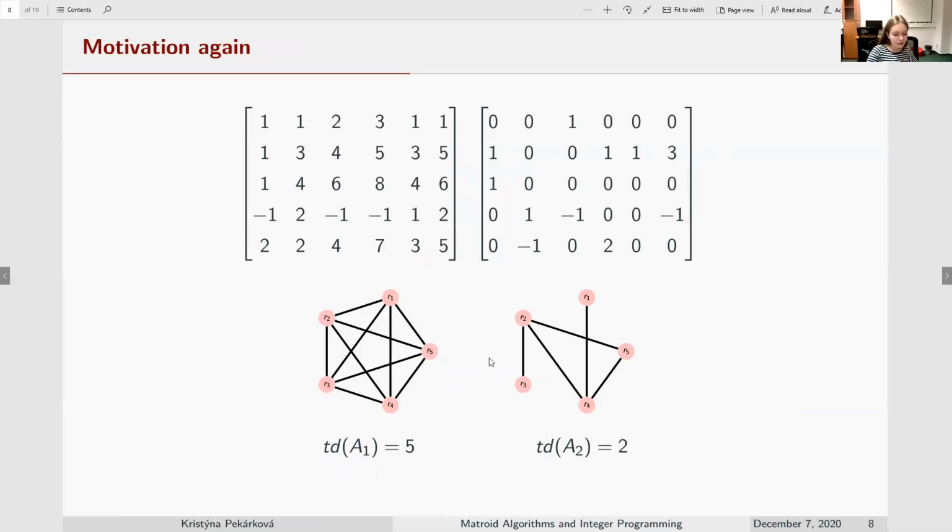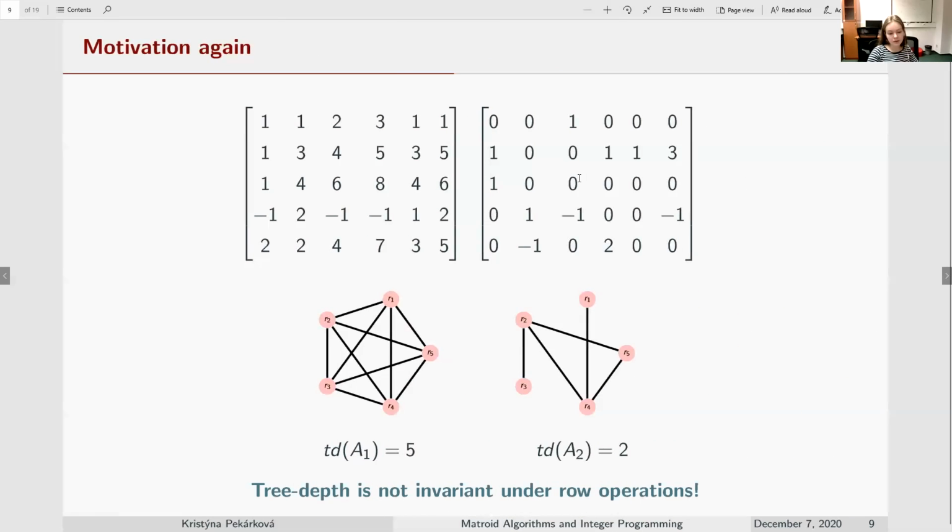And if you actually try to compute the tree-depth, then you will discover that for the matrix on the left, its tree-depth is 5, and for the matrix on the right, its tree-depth is 2. But here's the problem, because those matrices are row equivalent. This means nothing else than that the tree-depth is not invariant under row operations. This is a serious drawback because the tree-depth depends more on the presentation of the matrix than on the true geometric structure of the problem. We can have 2 matrices that correspond to the same instance of integer programming, but for example, in the algorithm by Koutecký, Levin, and Onn, those would behave quite differently, as one has higher tree-depth than the other.